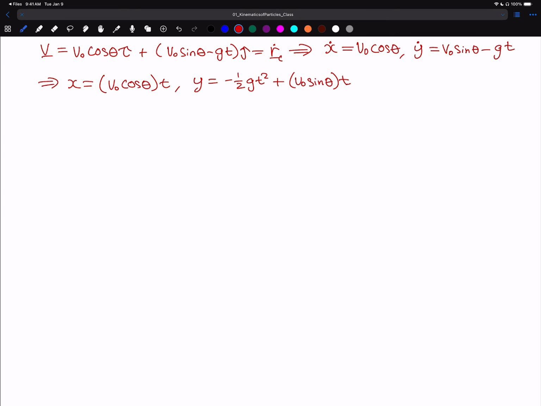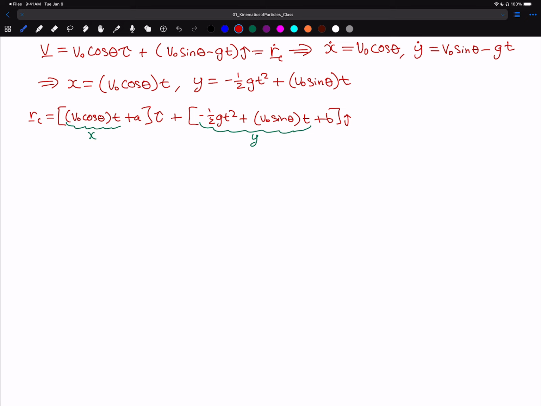That tells us then that rC is going to be equal to the quantity v0 cosine theta, multiplied by t, plus a, and all of that multiplied by I, plus minus 1/2 gt squared plus v0 sine theta t plus b in the j direction. And again, that's our x. And this quantity here is our y.